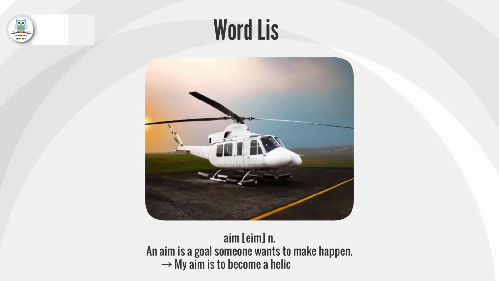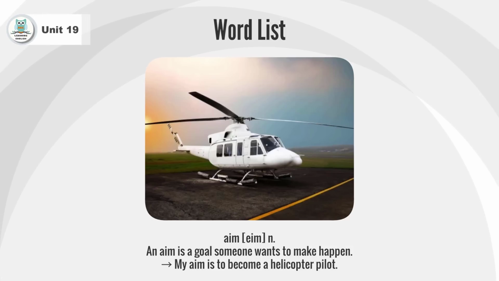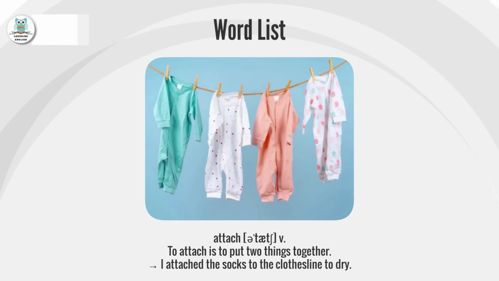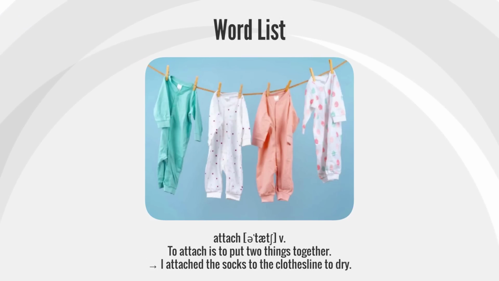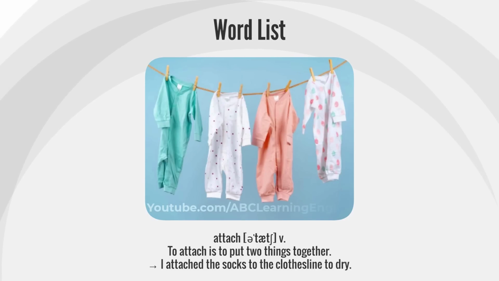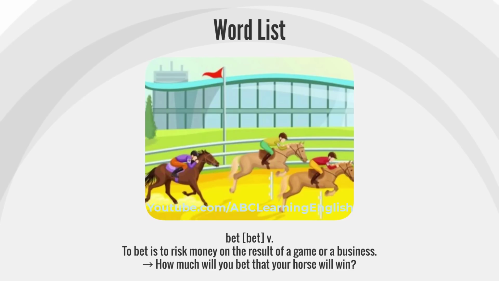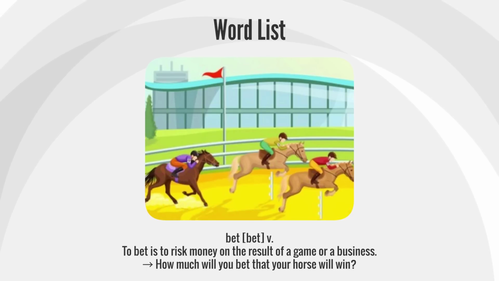Aim. An aim is a goal someone wants to make happen. My aim is to become a helicopter pilot. Attach. To attach is to put two things together. I attached the socks to the clothesline to dry. Bet. To bet is to risk money on the result of a game or a business. How much will you bet that your horse will win?